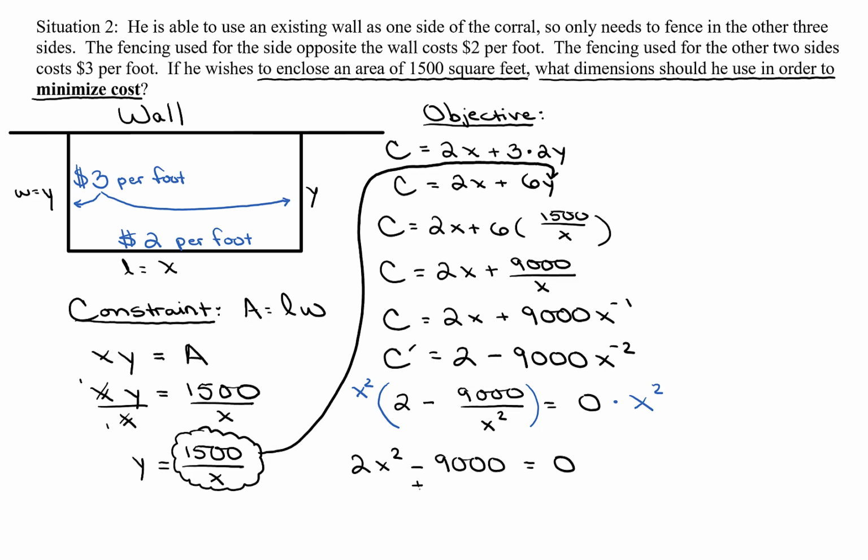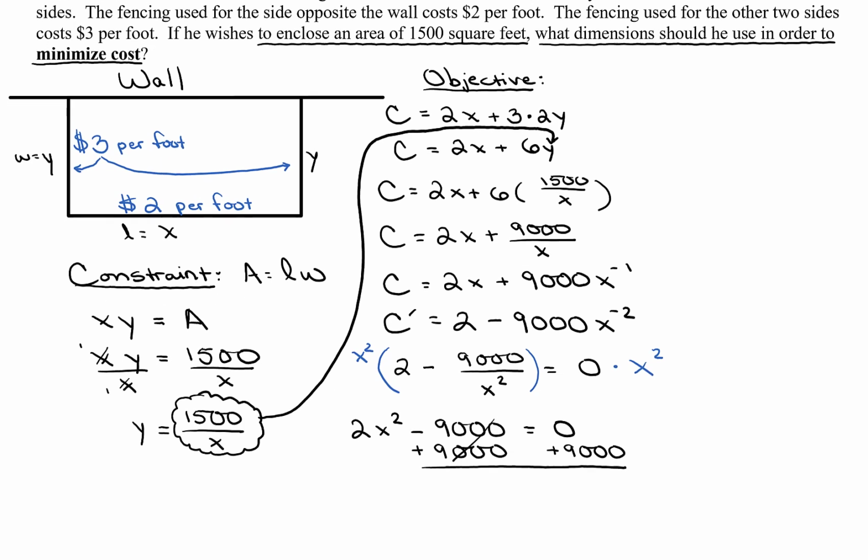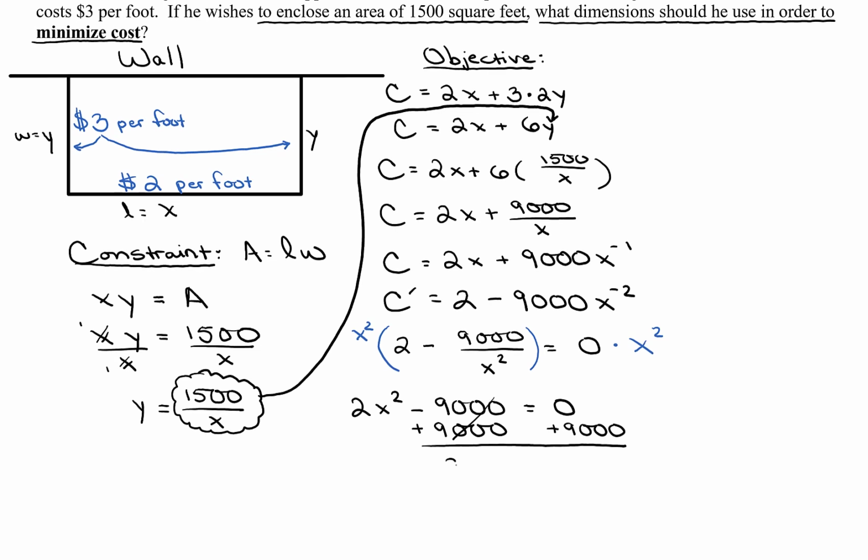Now I can go ahead and solve my equation. I'm going to add 9,000 to both sides of my equation. The minus 9,000 and the positive 9,000 are going to add up to 0, and I'll just be left with 2x squared equals 9,000. Now I'm going to divide both sides of my equation by 2. The 2's will divide out on the left-hand side, and I will be left with x squared equals 9,000 divided by 2, which is going to give me 4,500.